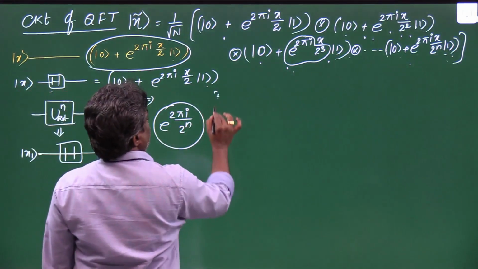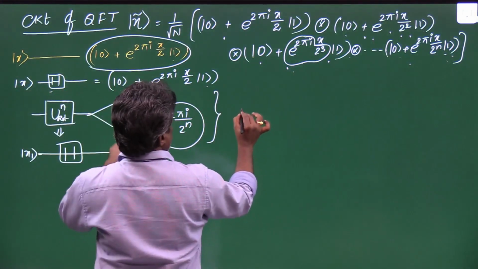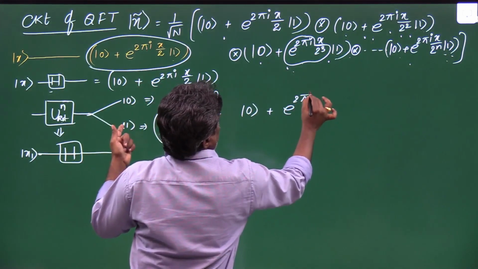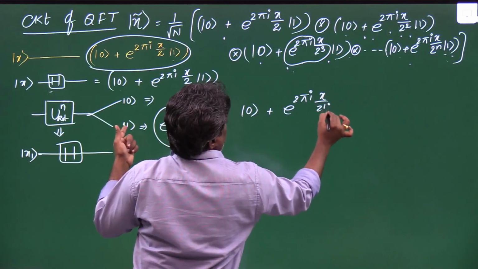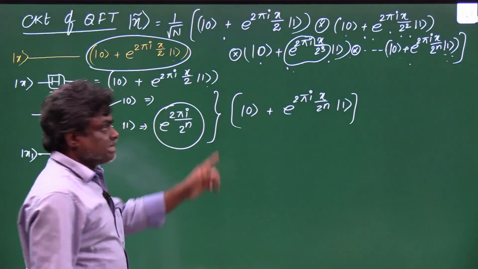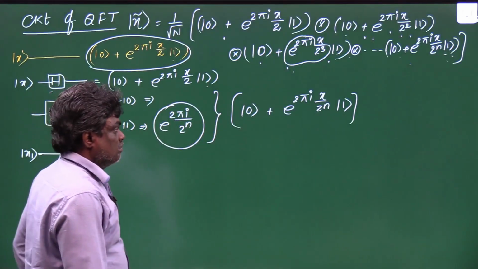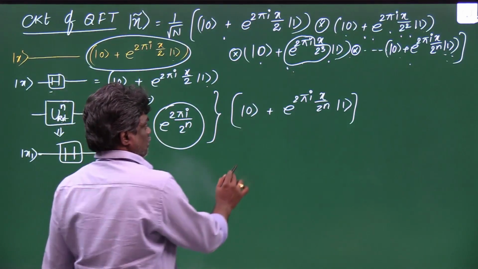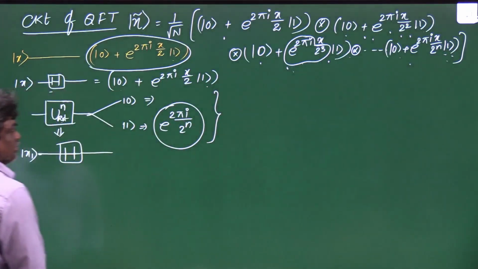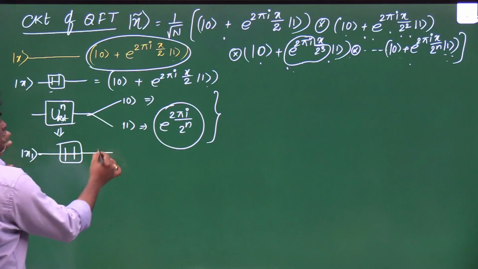If you want more general, this is the general one actually. For ket 0, nothing will happen. For ket 1, e raised to 2 pi i x by 2 power n. This is the more general. That x can be 0 or 1. It doesn't have an effect on 0 is what you're saying, but on 1 it has a terrific effect. Yes. Okay. So this Hadamard is over.